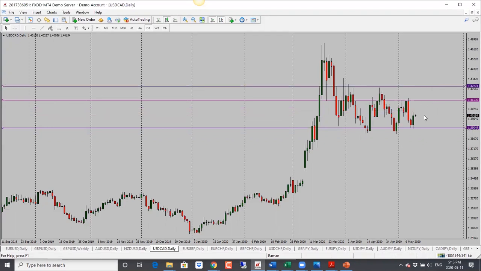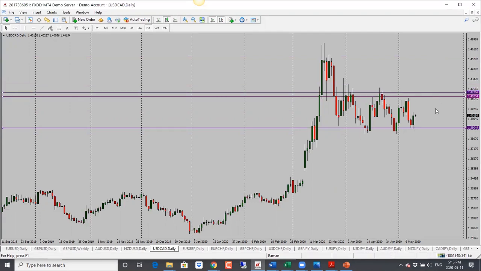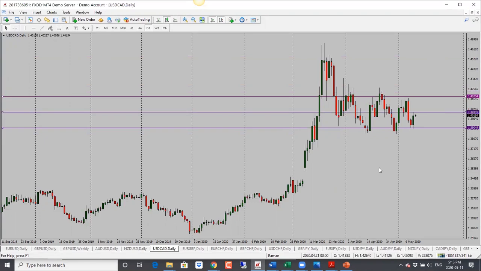So right now, as we can see, price has been trading in this bit of a range for a while. It rejected the support, now looking for price to move higher. So bullish bias here for dollar CAD.